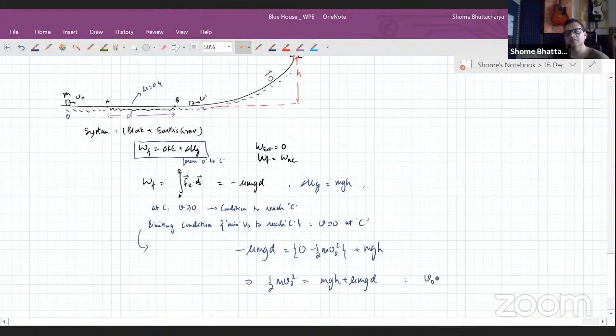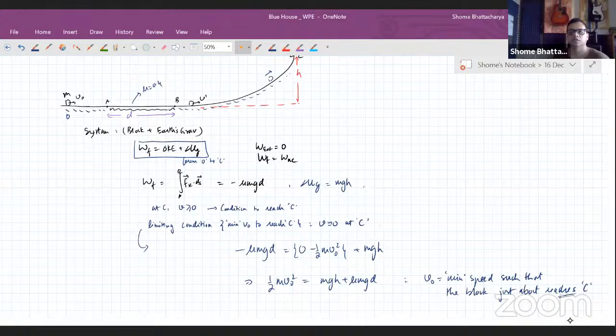In this case, we'll get the v naught as the minimum speed such that the block just about reaches the point C. It does not stop anywhere before C.